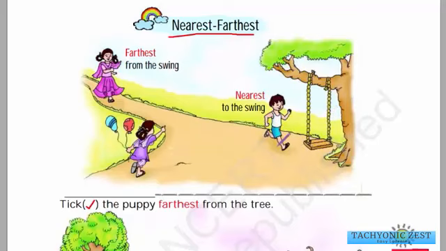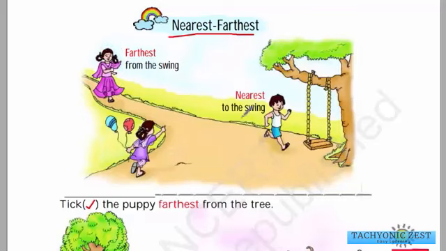That means he will be the nearest, he will be the closest, and there will not be any other person or thing that will be closer to the swing than this boy. Then in that case we will say that he is the nearest. Similarly, this girl will be the farthest from the swing when there will be no other thing, or when there will be no one who will be more farther away.